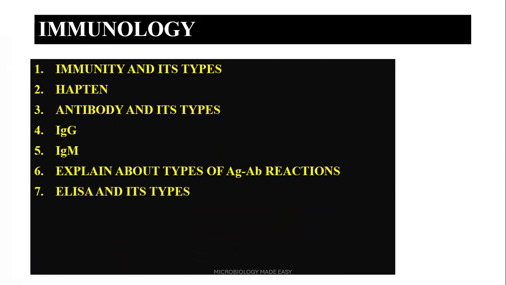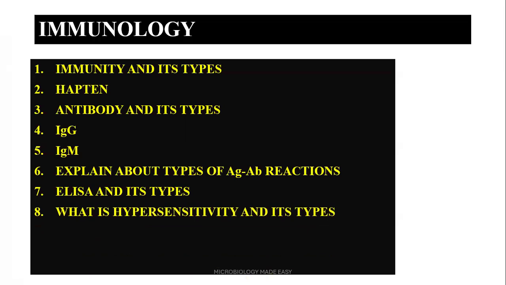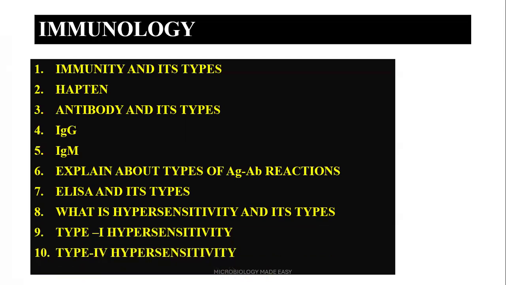The next is ELISA. What is ELISA and the types of ELISA? Indirect ELISA, direct ELISA, sandwich ELISA will be there. The next is what is hypersensitivity and its types. You have to define hypersensitivity and mention the types: type 1, type 2, type 3, type 4. Next, for individual 4 marks, they may ask type 1 hypersensitivity and type 4. For long notes from immunology, they may ask antigen antibody reactions. The next is hypersensitivity reactions, they may ask.